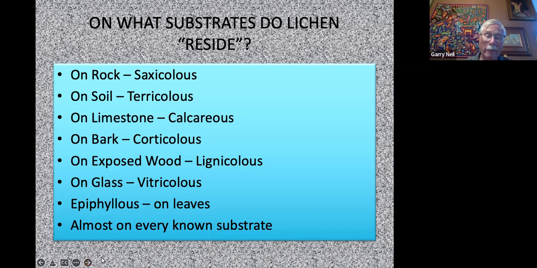And so you can find them almost anywhere, depending on the environment, et cetera. They have a variety of places where they can land. Of course, some are very specific and only grow on one type of substrate. Others can be more ubiquitous. But anyway, that's where they reside. They can almost be on anything.